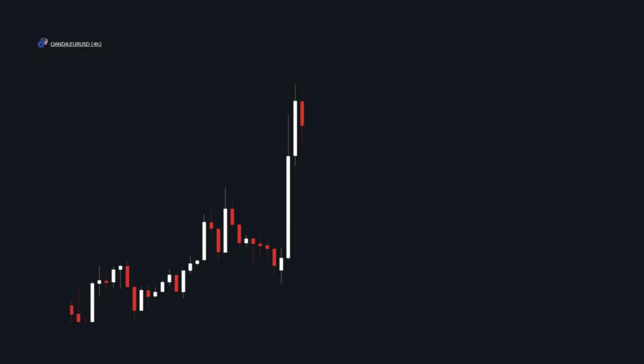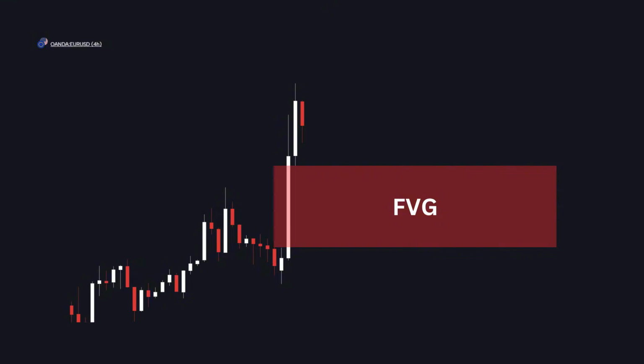Here on the 4-hour euro-dollar chart, we have a moving uptrend. And we have this fair value gap that was recently created by the price. And if price returns to fill the gap, it will provide us a great trading opportunity to go long. But here's a question: where is the liquidity area? We know that this area was our previous swing high.